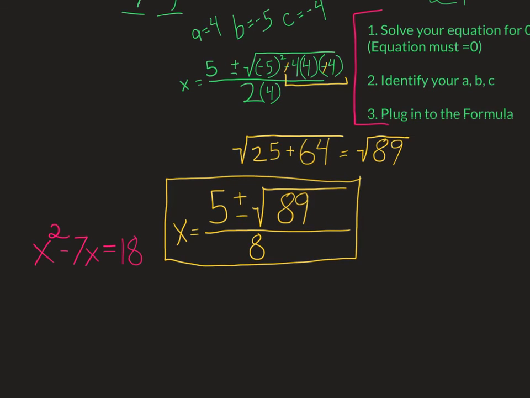And again, the 89, 9 times 9 is 81. So 89 is slightly more than 9, maybe 9.2 something. And so you could approximate 5 plus and minus the 9.2 something, divide that by 8, and you could get 2 approximate solutions, but I'm okay if you leave it like that.